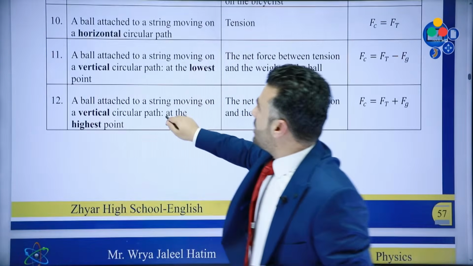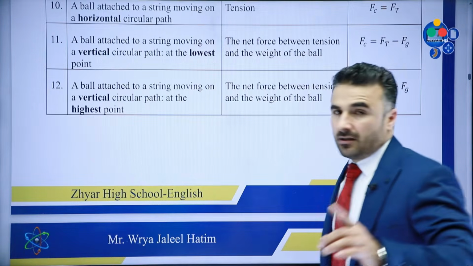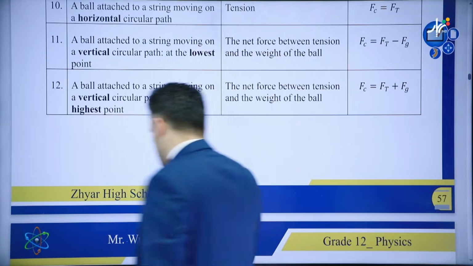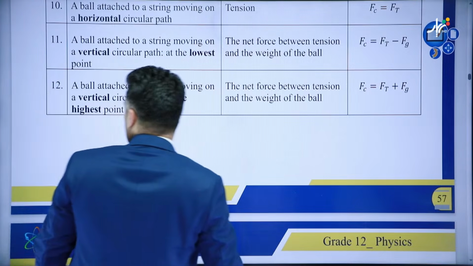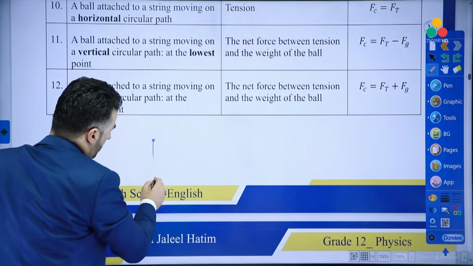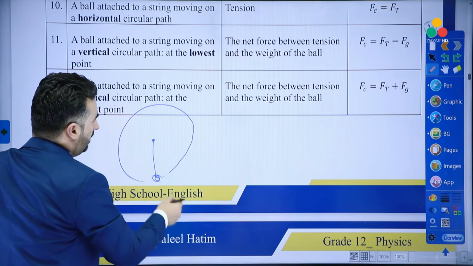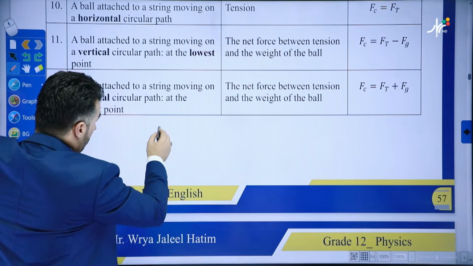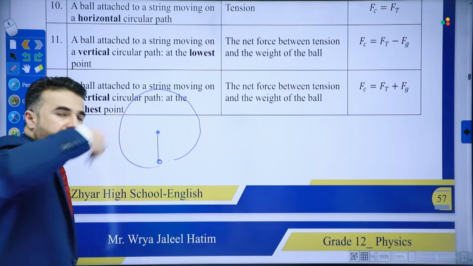And then a ball is attached to a string, but this time moves in a vertical circular path at the lowest point. At the lowest point, of course, centripetal force would equal tension force minus the gravitational force. If I remind you of this, here's the string, and here's the ball. At the lowest point we'll be moving in a circle. Let me redraw this one, sorry. So here's the string, and here's the ball, and of course, this ball would be moving in a circle once it is rolled in the air.